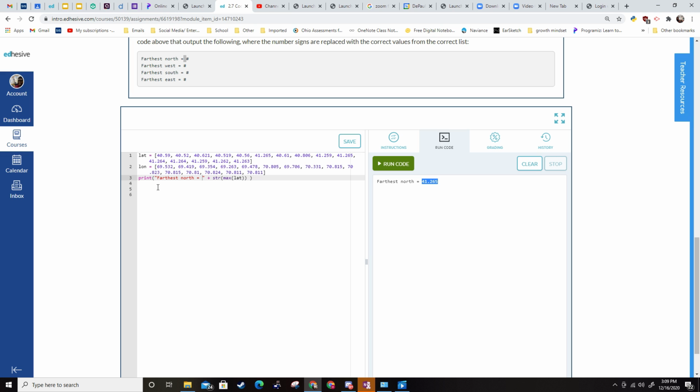You're going to need to continue these for the following ones here. Farthest west, then south, then east. You're either going to be using str with the max command or the min command. That is going to be for you to figure out. And remember to always save your code and check your code as you're going through it, y'all.